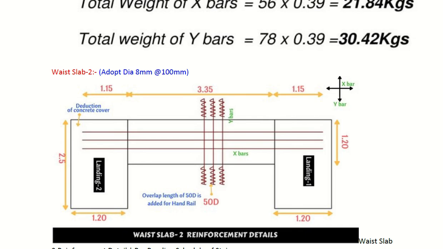Even the spacing is the same, right? Spacing is also the same, so you will get the same number. For the y direction, you get the same number. Only for the x direction, you will have the change. And the change is because of the connection with the landing slab. Clear? Okay.